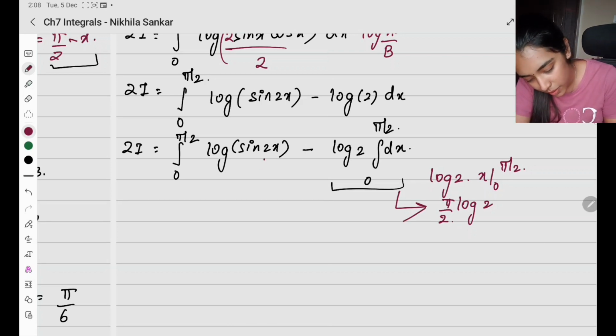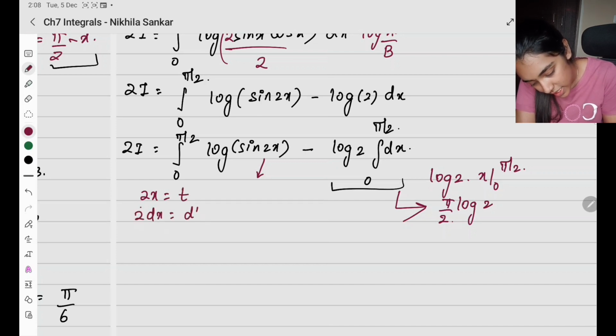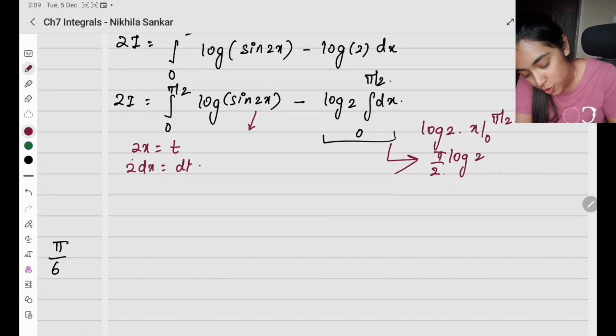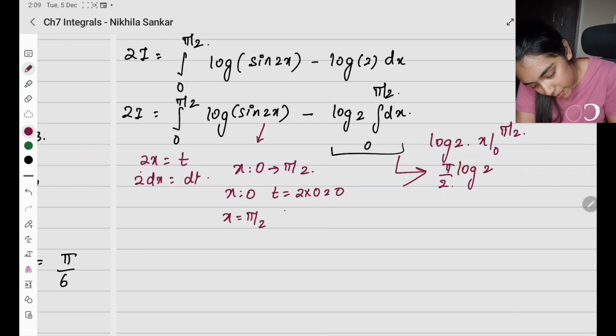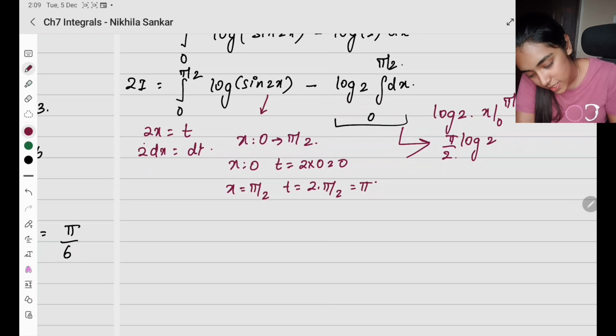Understood? Now what are we going to do with this term? In this term, I'm going to substitute for x. So 2x equals t. So 2 dx equals dt. So when I do the substitution, the limits also change. So x travels from 0 to pi by 2. When x is 0, t equals 2x, 2 into 0, which is 0. When x is pi by 2, t equals 2 into pi by 2, which is going to be pi. So how does my limit change?